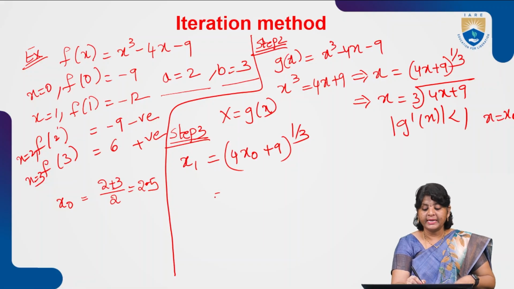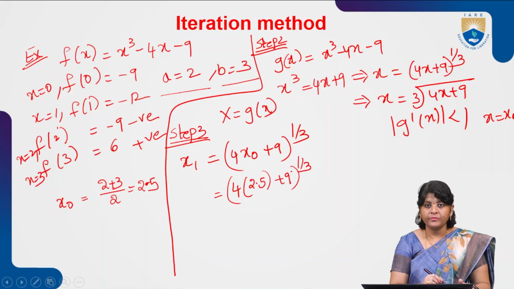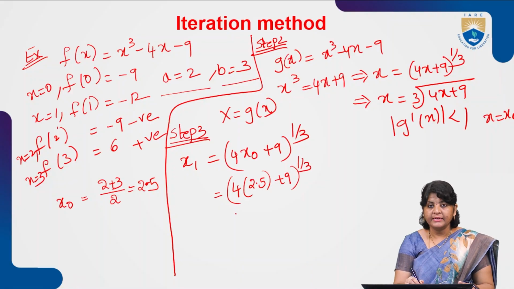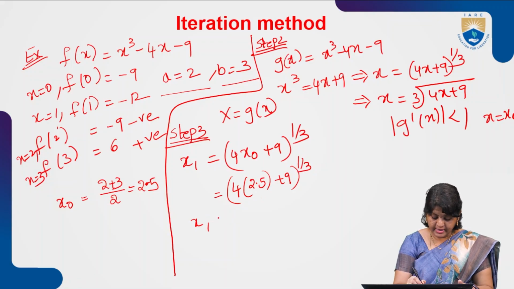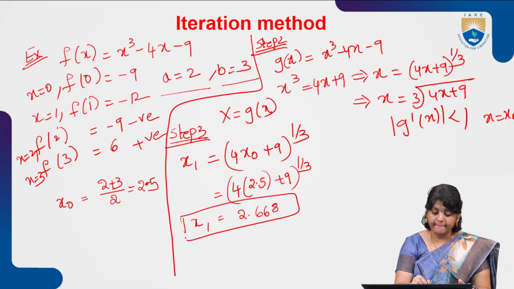So how will you calculate this? 4 into x0, how much? (4 into 2.5 plus 9) whole power 1 by 3. Or else we can consider the cube root of 4x plus 9 also. Now what is the value for this? x1 is equal to 2.668. You can consider up to 2 decimals. So now this is x1.